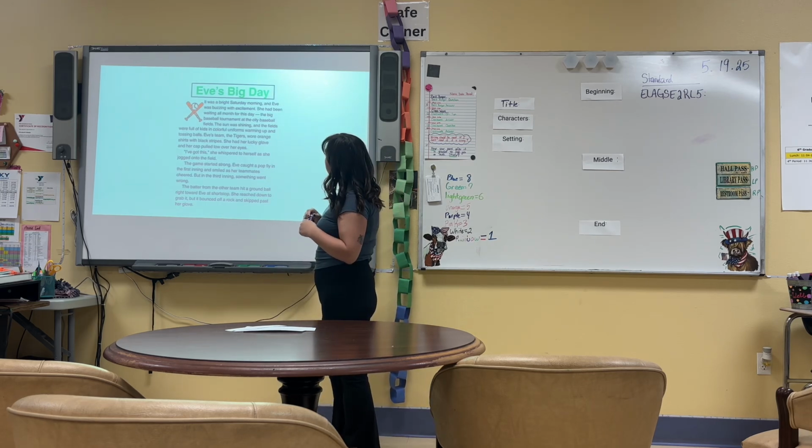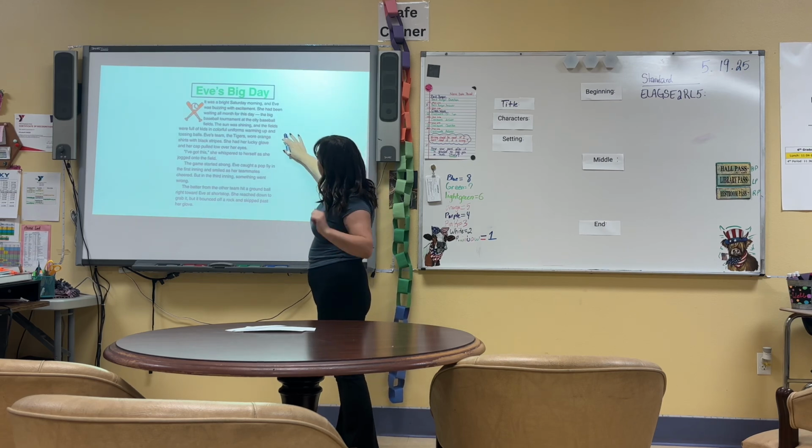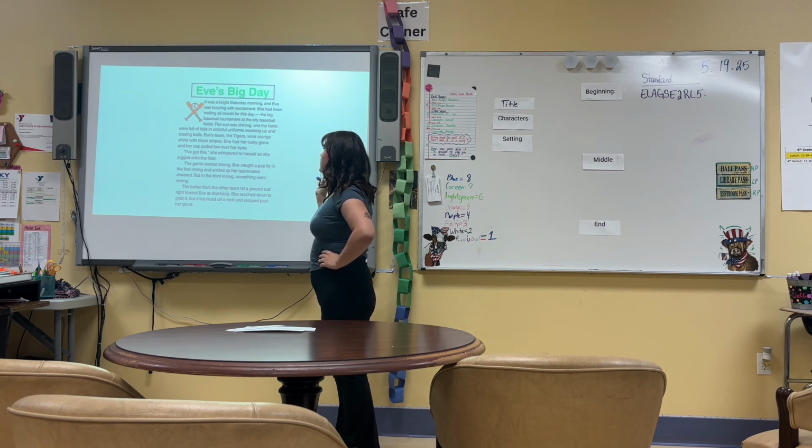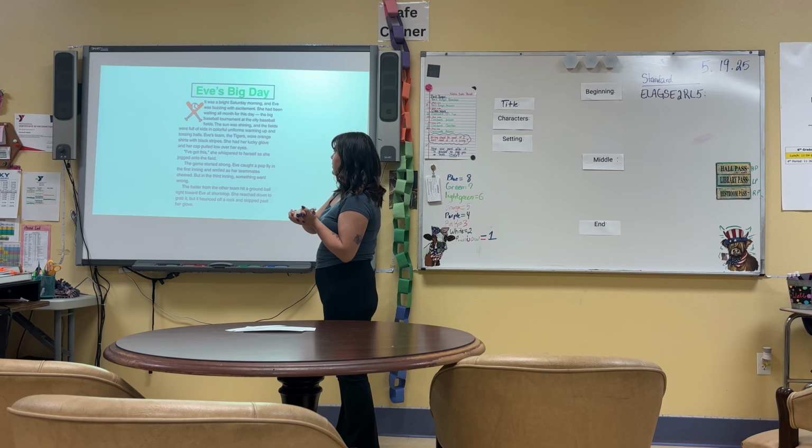It was a bright Saturday morning, and Eve was buzzing with excitement. She had been waiting all month for this day, the big baseball tournament at the city baseball fields. The sun was shining, and the fields were full of kids in colorful uniforms warming up and tossing balls. Eve's team, the Tigers, wore orange stripes with black stripes. She had her lucky glove and her cap pulled over her eyes. "I've got this," she whispered to herself as she jogged to the field.